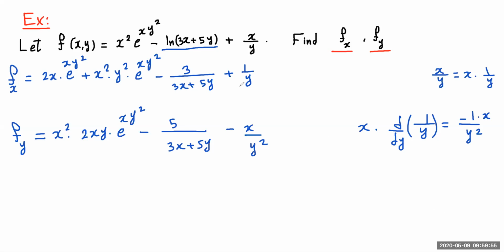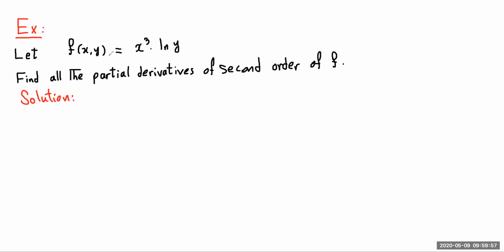The next exercise: let f(x,y) equal x power 3 ln y. Find all the partial derivatives of second order of f. What is the meaning of the question? It means find fxx, fxy, fyx, and fyy.